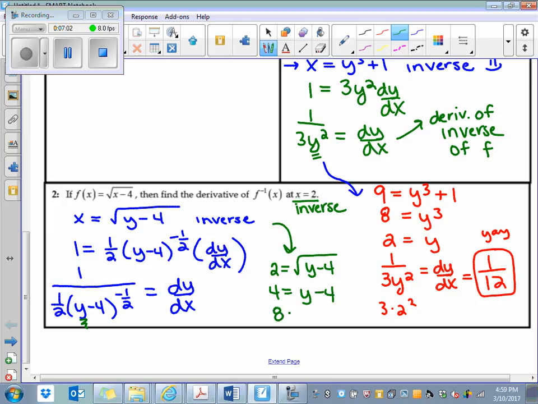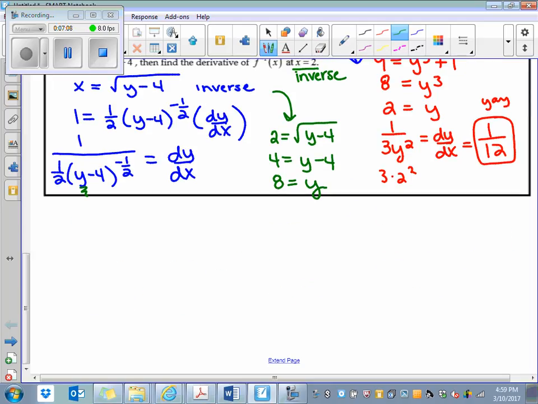To figure out y, because this is in terms of y. 1 over 1/2, 8 minus 4 to the negative 1/2.